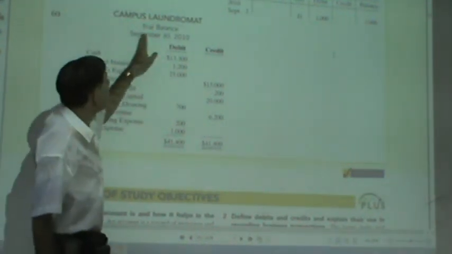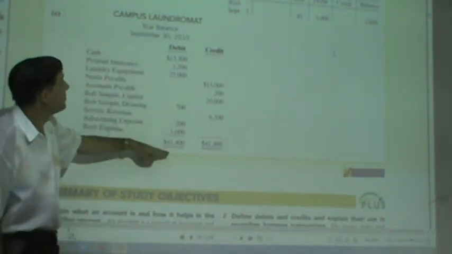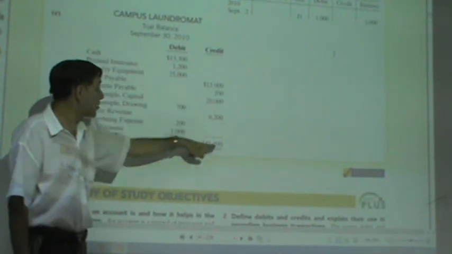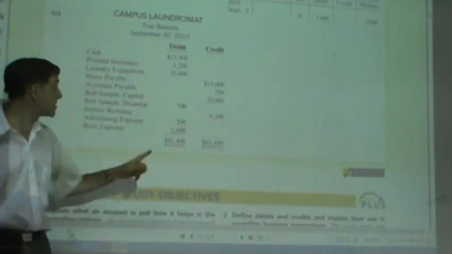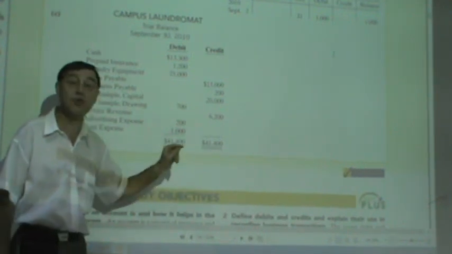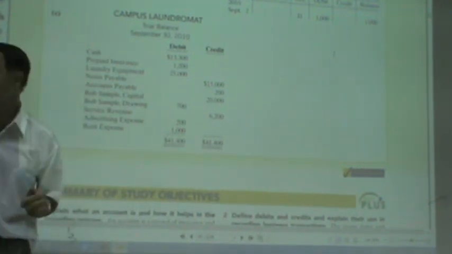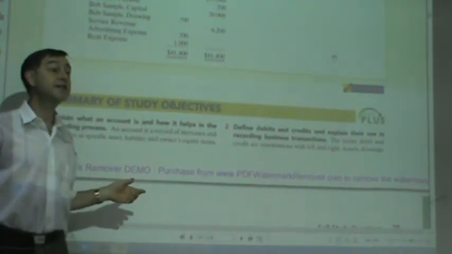Then you do the trial balance. You got all the debits, you got all the credits, you add up the numbers, you compare the numbers, that 41,400, 41,400, that the numbers do, and that's it.